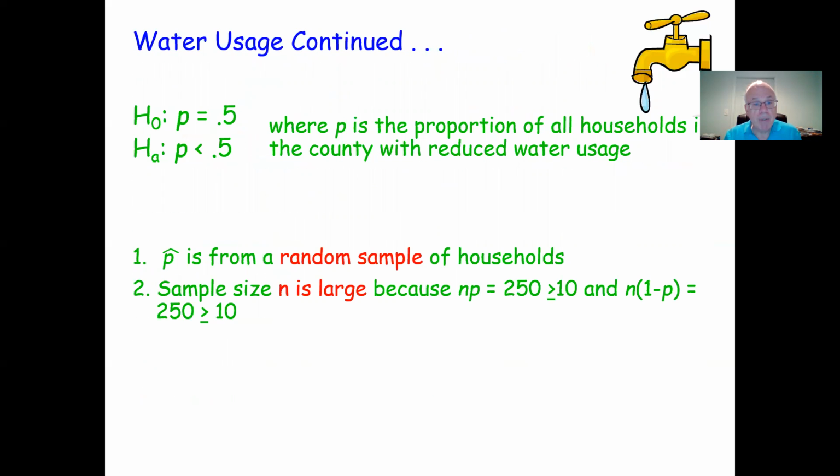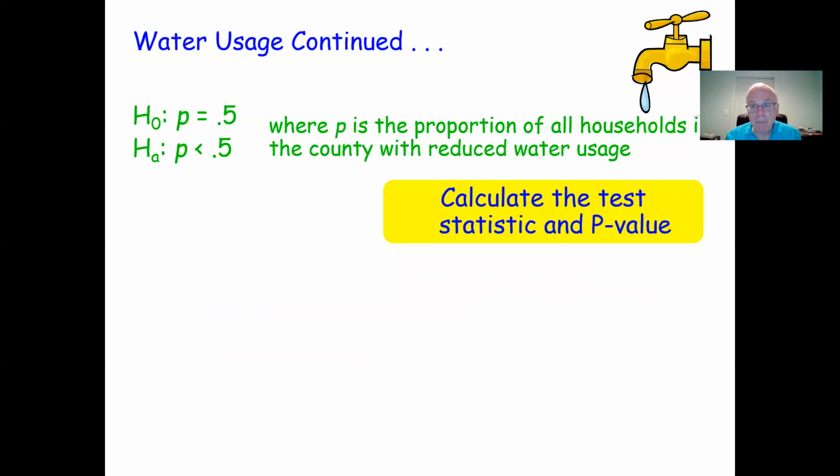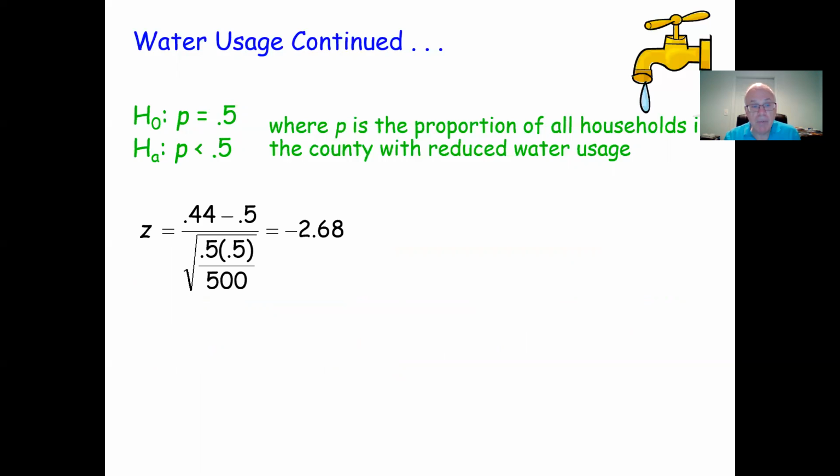Verify the assumptions: random sample. We multiply n times p, okay? n times 1 minus p. Is it reasonable that there are more than 5,000 households in the county? Yeah. That's why our sample size is small enough to do this. Calculate the test statistic and p-value.